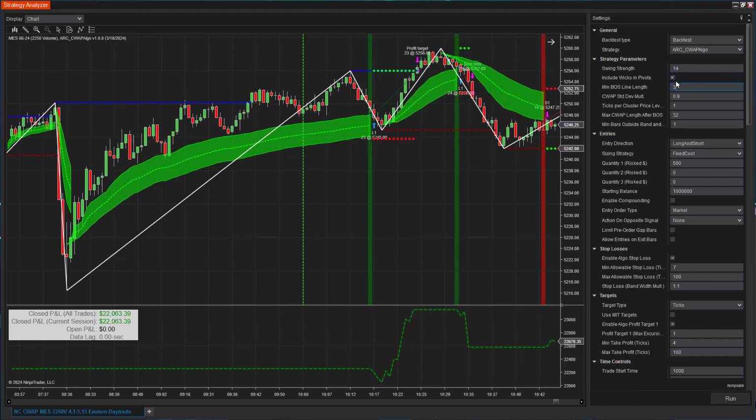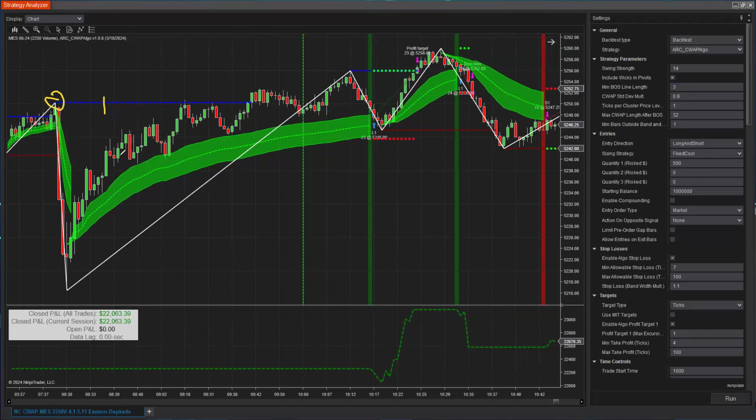Include wicks in the pivots. Just include the wicks. That's the high of the bar versus the close. Just leave it on. Minimum boss line length. This means how many bars are required in the pullback before you get a break. So this would be bar 1, bar 2, bar 3, 4, 5, 6, and so on. We have this set to 3, which is a pretty aggressive number, and it's saying that we don't need a lot of bars in the pullback.